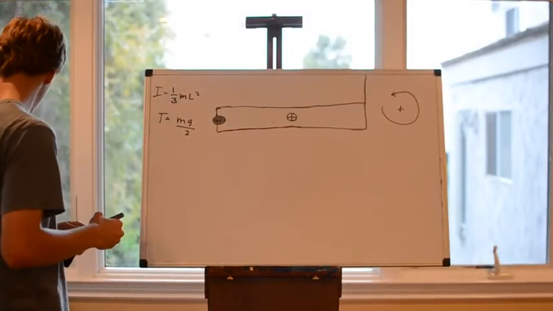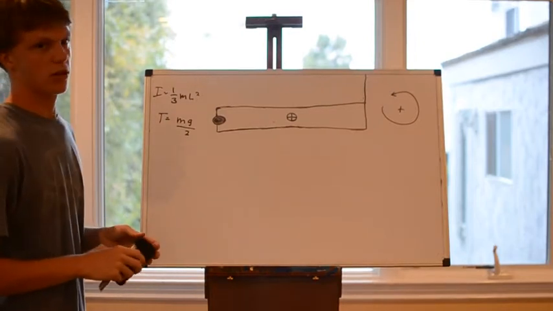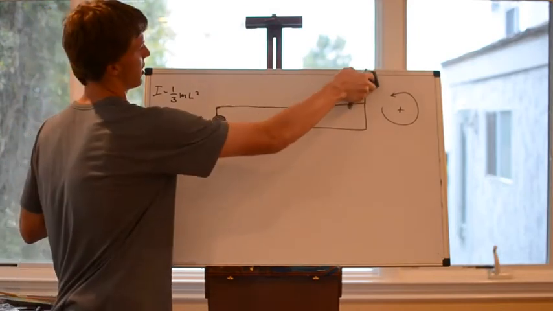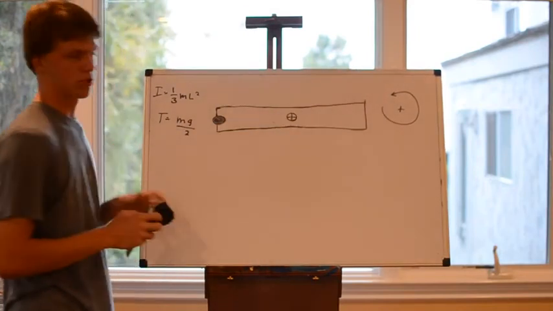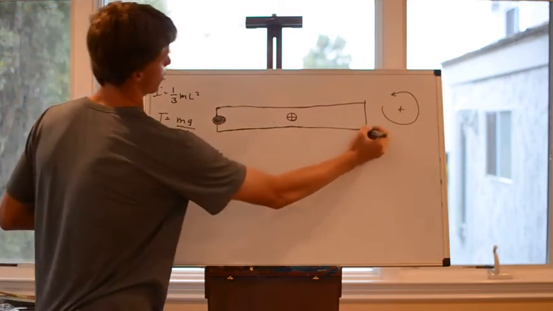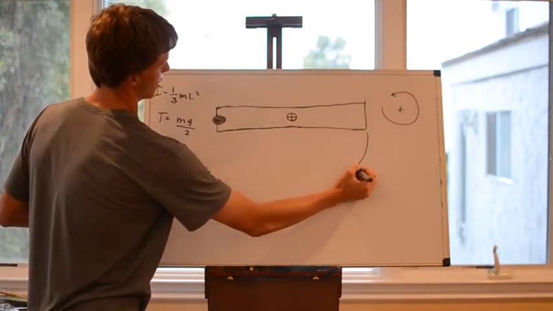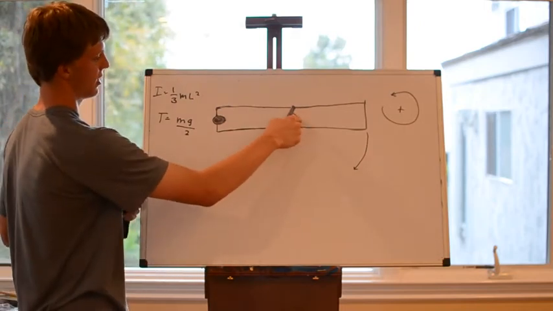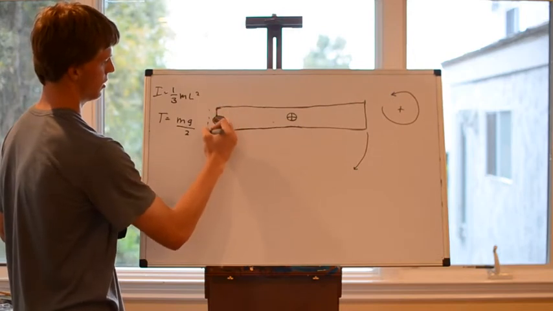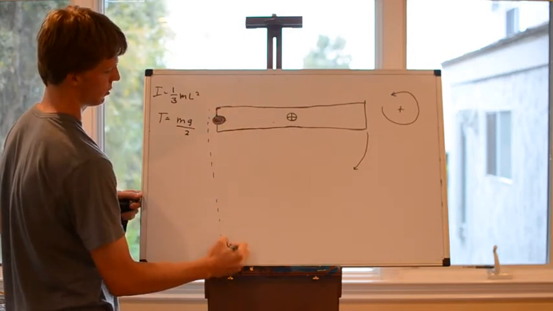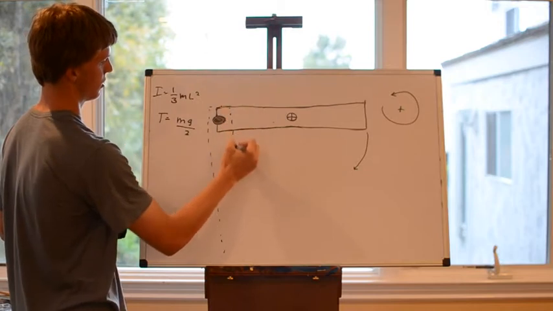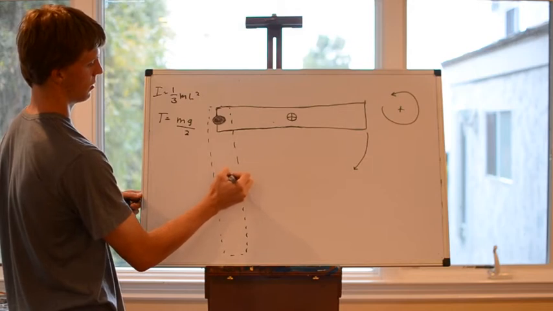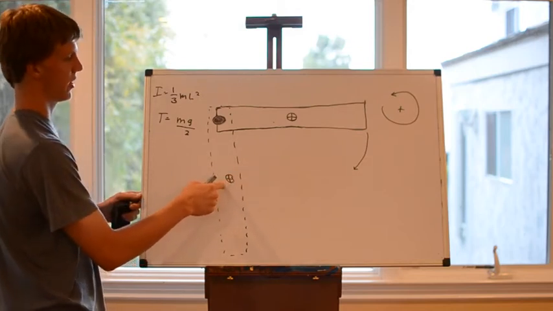Alright, for the third part of this problem, we are now going to be solving when the string is cut from the rod. Now, when the string is cut from the rod, it will start to swing down. And for this particular part of the problem, we're going to find the speed of the center of mass when it is perpendicular to the horizontal, or in this case, when it reaches the bottom of its rotation. So, we're going to find the speed of the center of mass at this point right here.